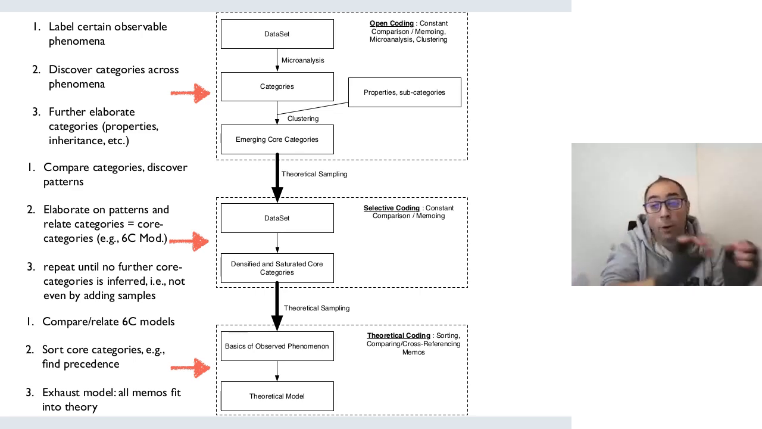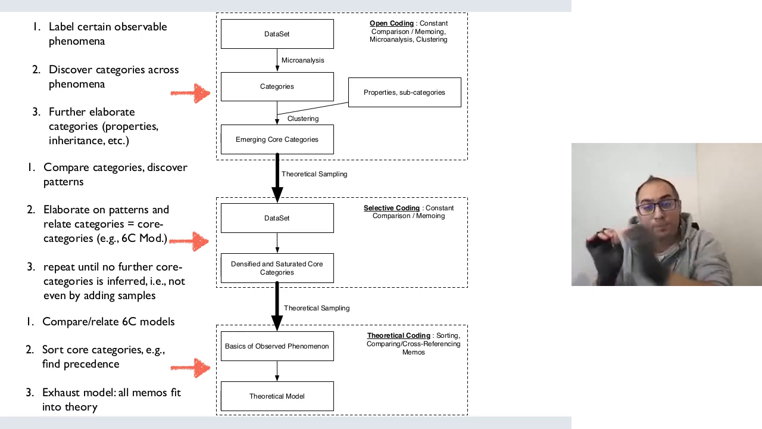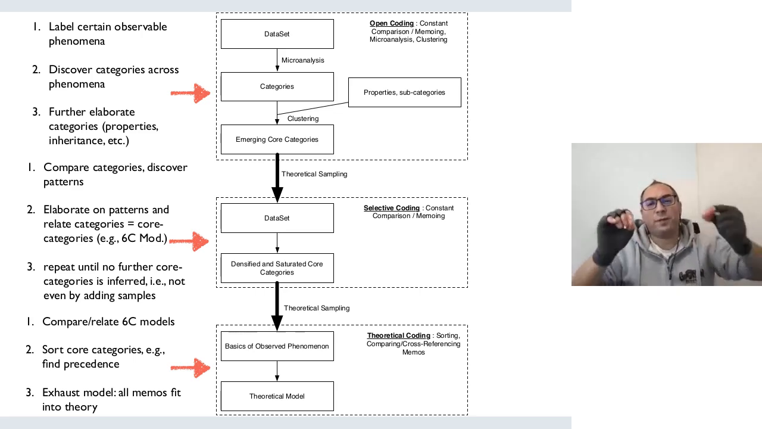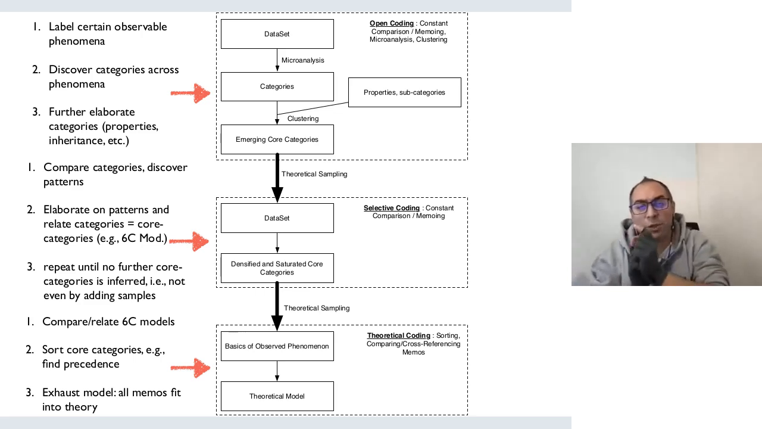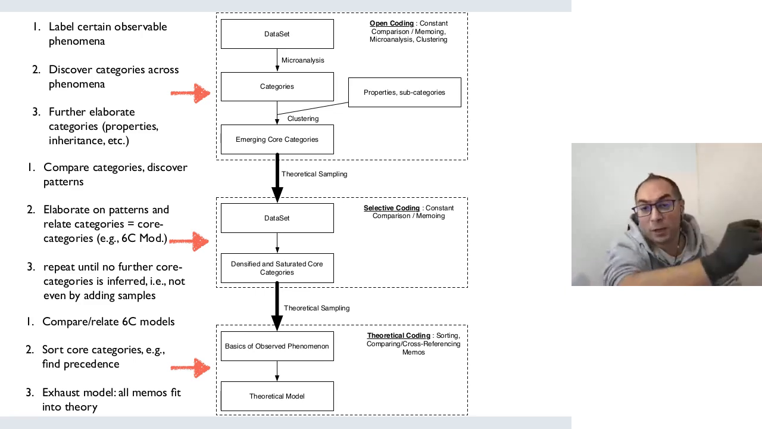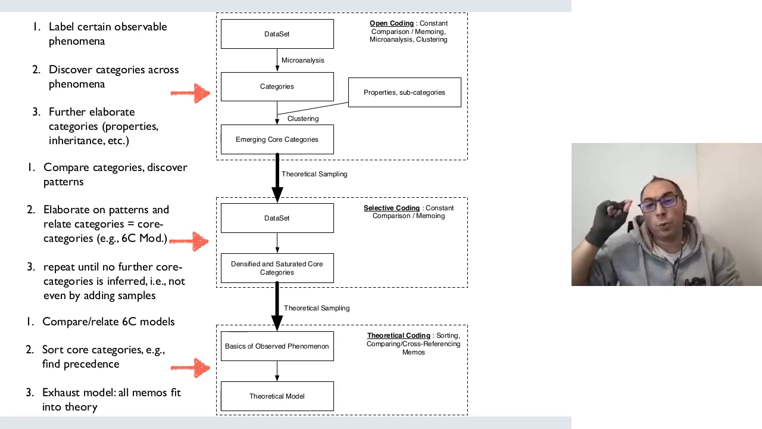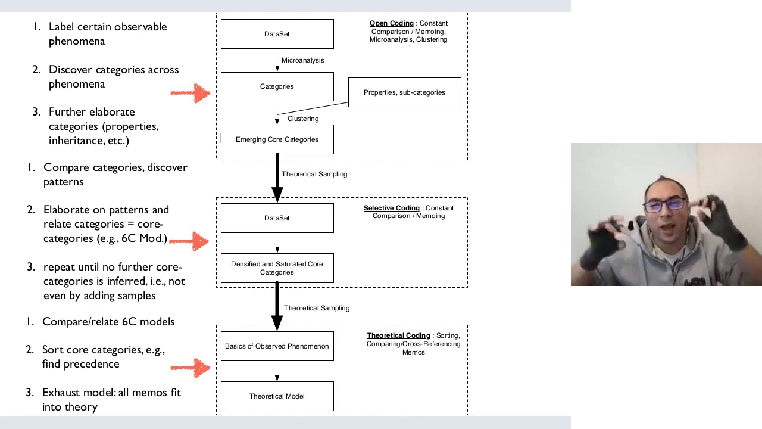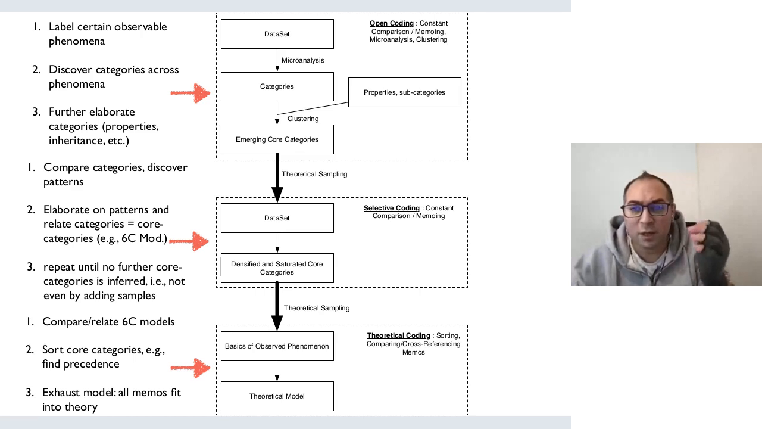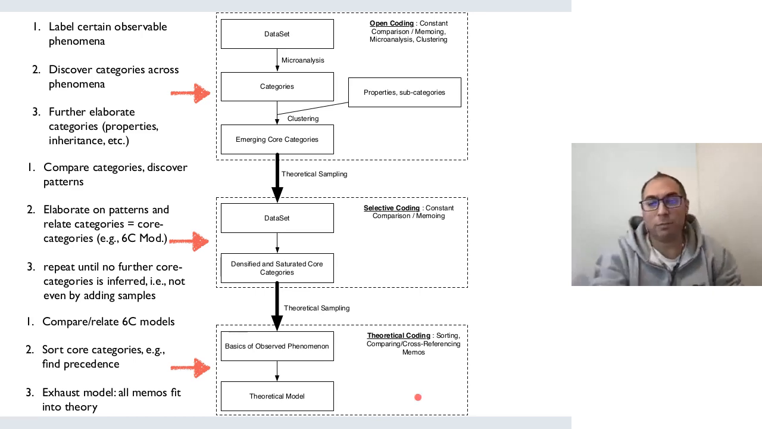So you label that observable phenomenon. Then you discover categories across that phenomenon. This is exactly the categorization exercise that we just said. And you further elaborate on those categories. So you come up, for example, with categories that are in fact properties of a specific category. So you essentially build the conceptual model incrementally by labeling over and over again the data. This process is called constant comparison. That's right there, top right.